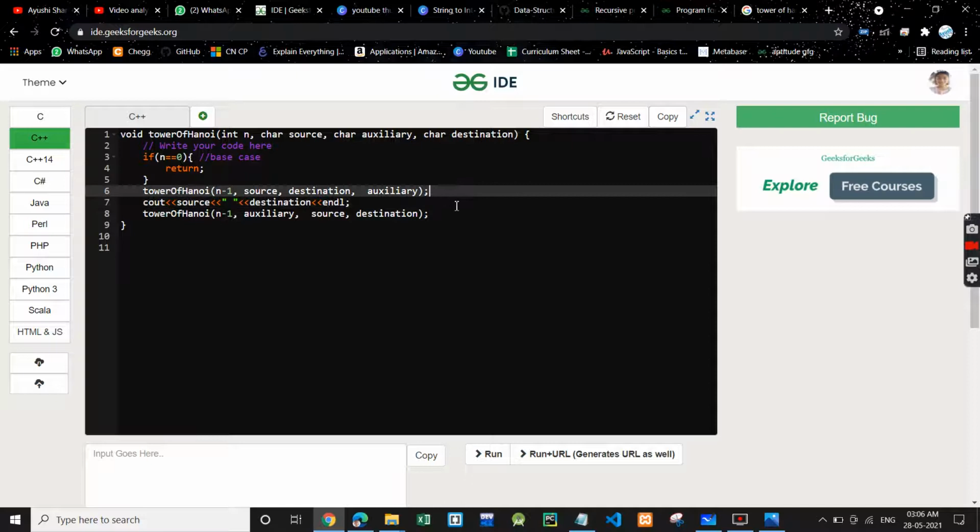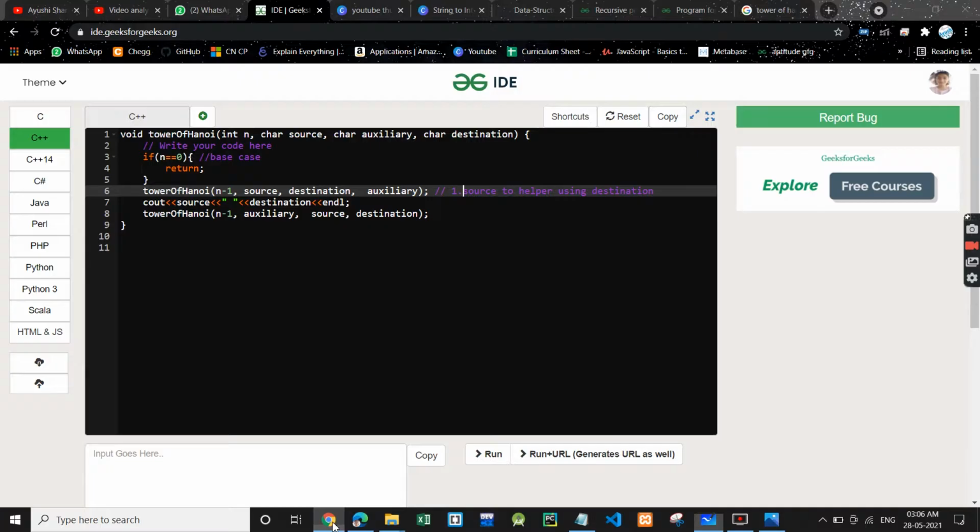Then in this we are doing the first step, in which we moved from source to helper using destination, right? So n minus 1 disks we are moving from source, so source will be source only, but auxiliary, which was the helper. Now using destination, the destination will become auxiliary. Over here helper is auxiliary. You can name it anything. And this was the first step, right? Just look at these steps again, you will understand better.